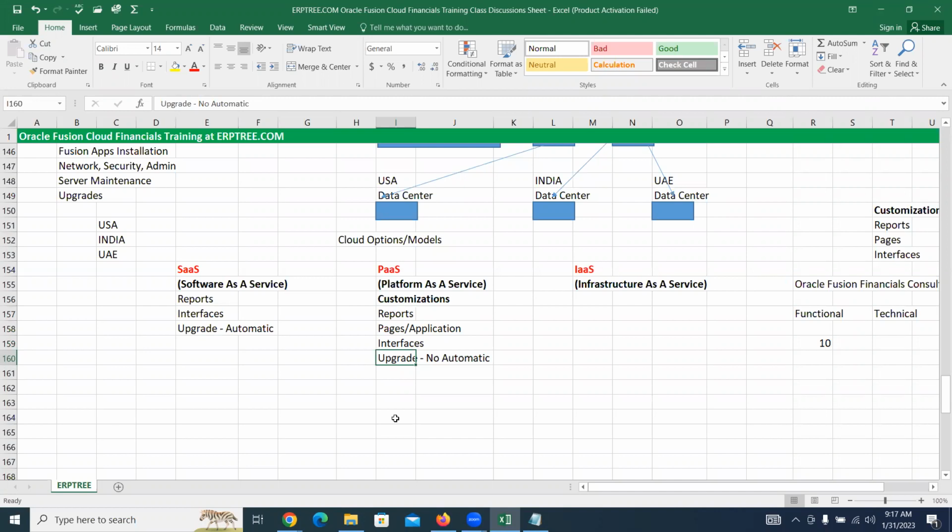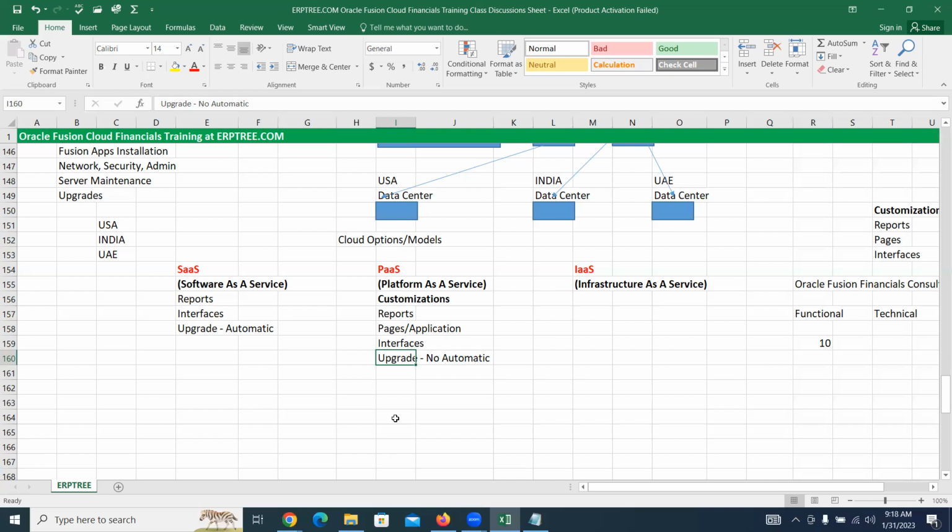You are not allowed for auto upgrade. You have to go through manual approach which you have to do as a separate project. It takes a couple of months time. So that's how it works. So SaaS customers are going to have more benefits compared to PaaS.